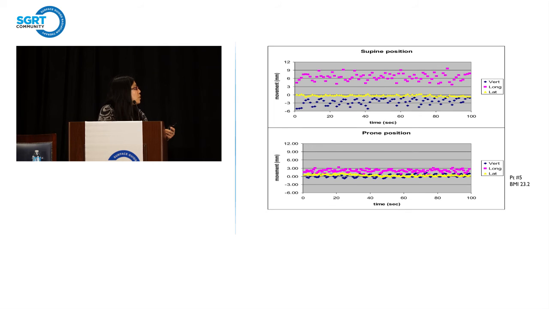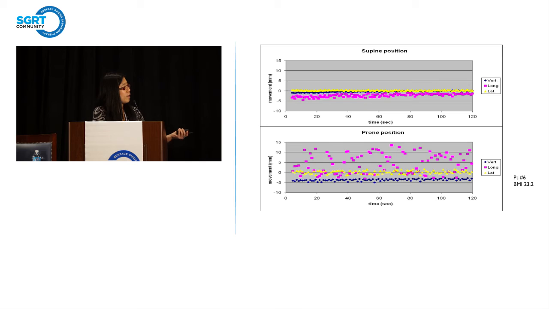This is patient number 5, with normal BMI. You can see in the supine position, in all 3 directions, the patient has more motion compared to prone. So it's pretty clear to say the patient should be treated in prone position. For the same normal BMI patient group, this patient is the opposite. You can see in all 3 directions how big the prone position patient movement is, and the supine is much less.